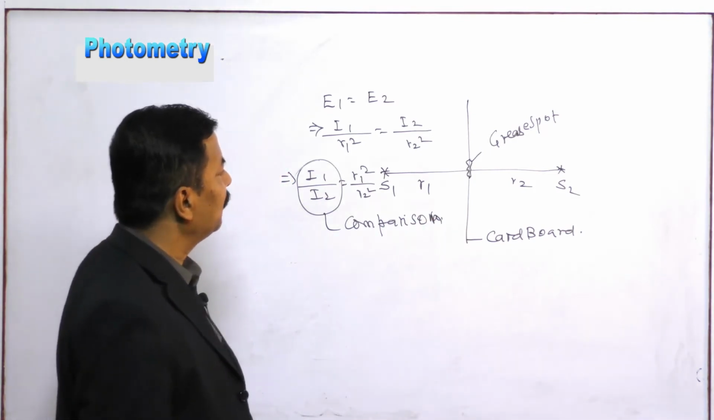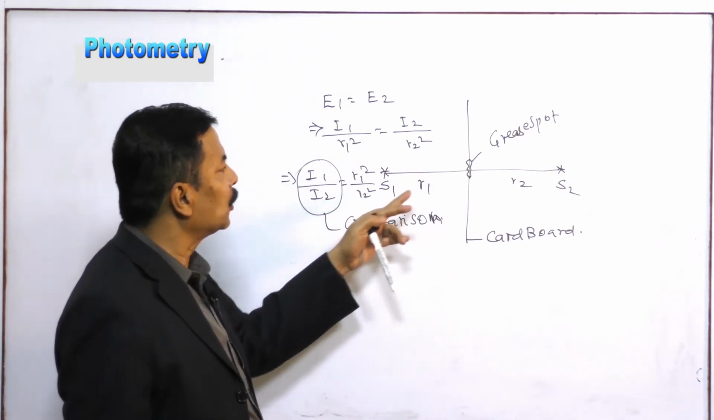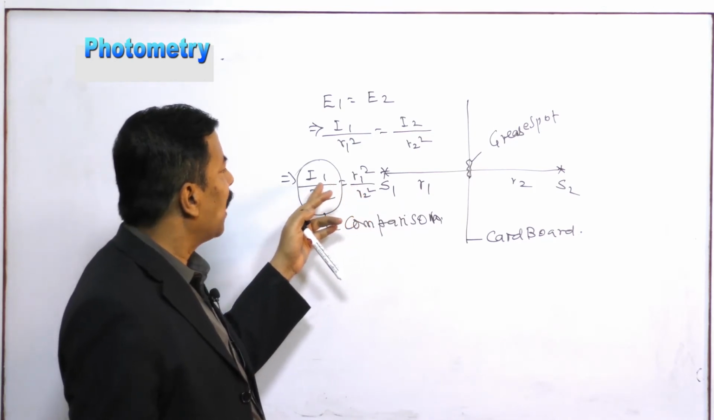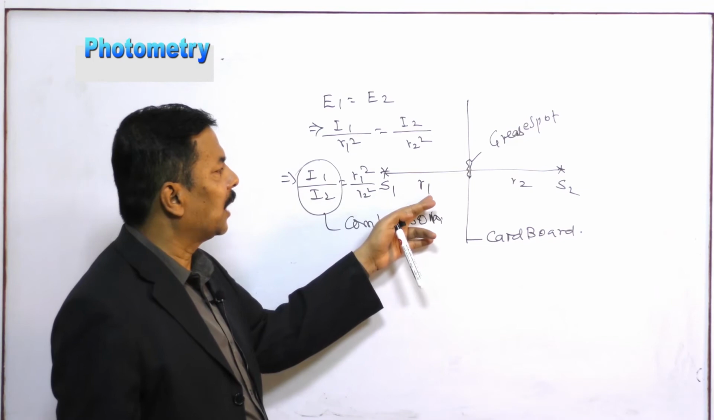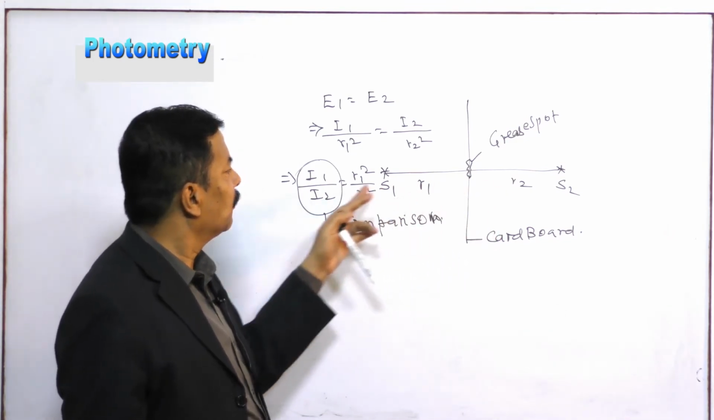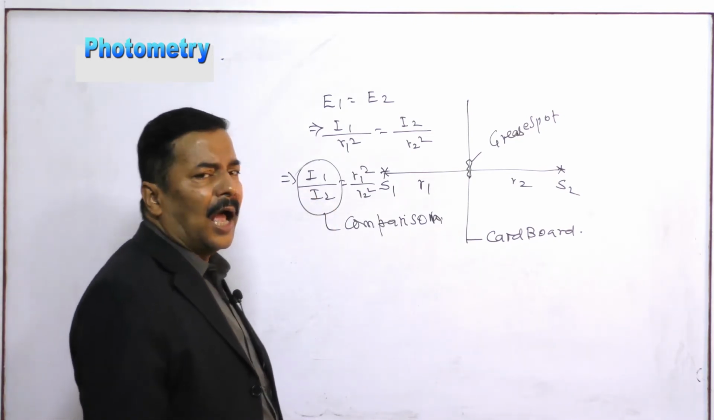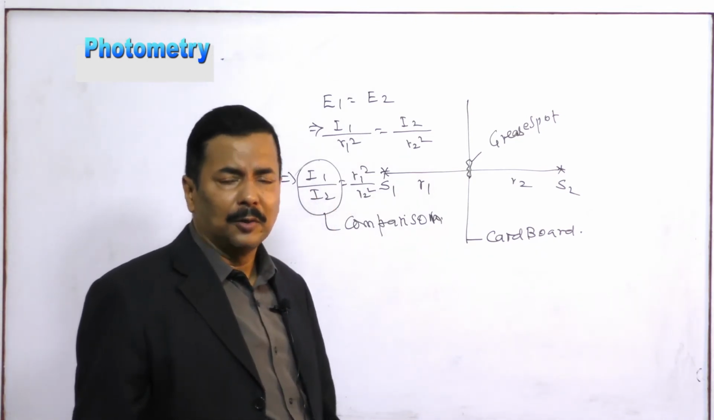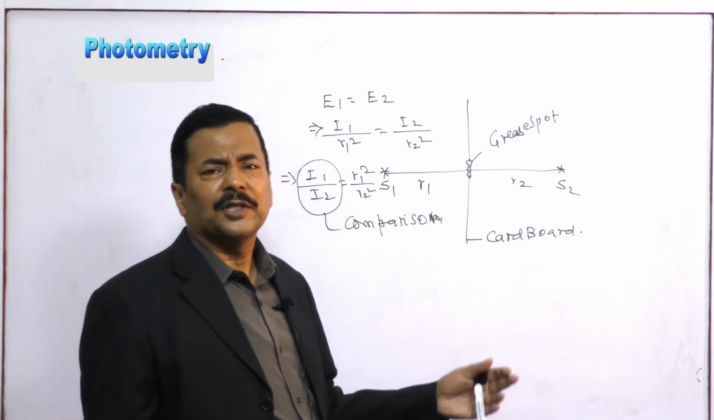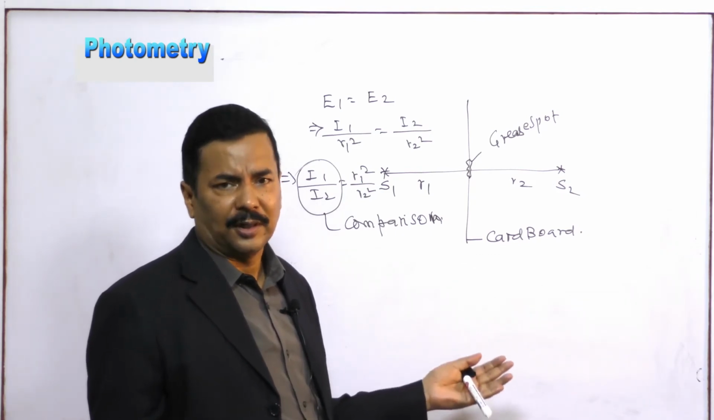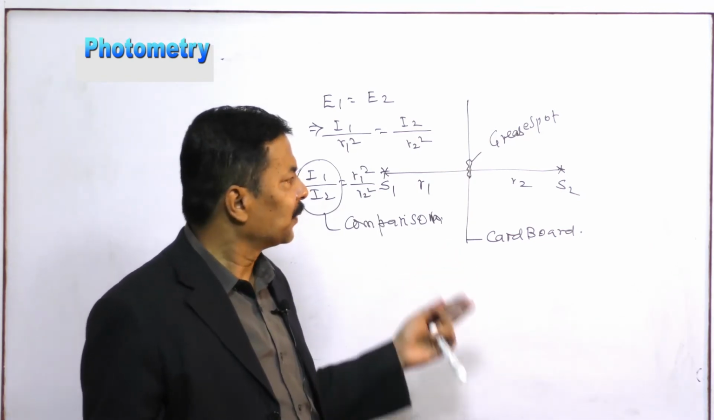So what can we understand? We can understand that just by measuring the distances R1 and R2, we can easily find the ratio I1 by I2. On the optical bench we can measure R1, R2, and we can find the comparison I1 by I2. And this much is sufficient for you to do the questions of photometry. Photometry questions can be easily solved by these few concepts.